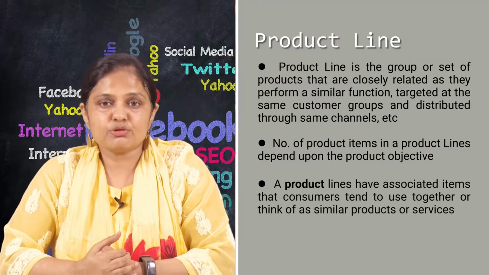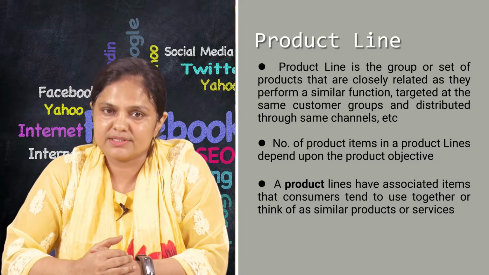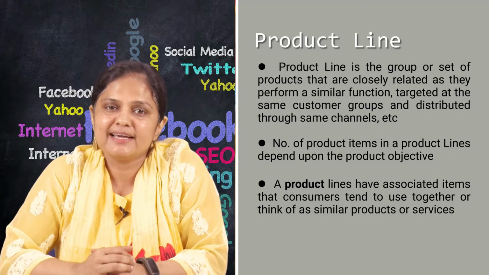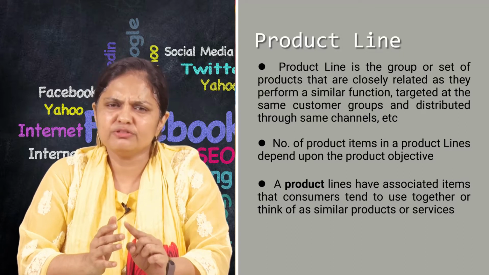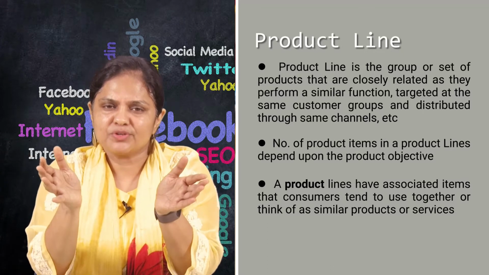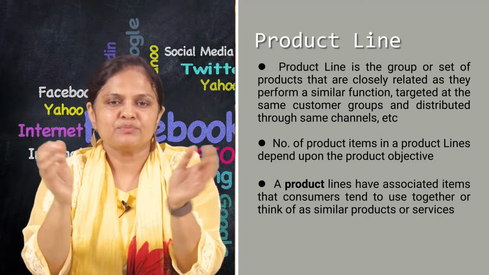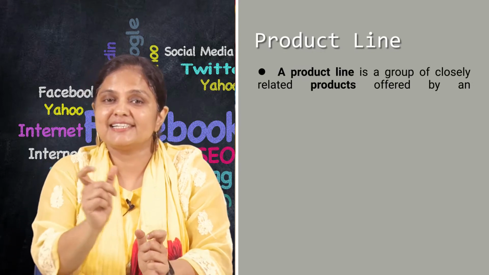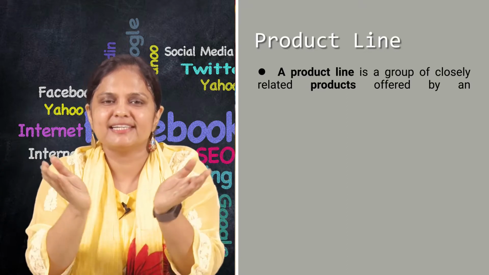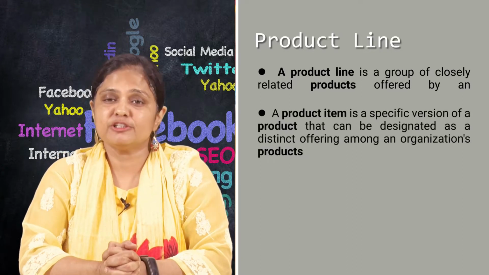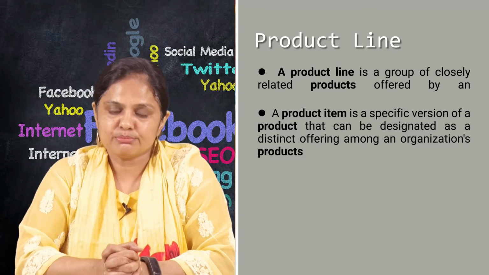Product lines have associated items that consumers tend to use together or think of as similar products or services. For example, if we talk of dental care, maybe dental care is a product line, and toothbrush, paste, tongue cleaner, mouth freshener, when they are all put together, they become a product line. So in this case, dental care would be a product line. A product line is a group of closely related items. As I said, toothbrush, paste, tongue cleaner, mouth freshener are all closely related items, and it is a specific version of the product that can be designated as a distinct offering among an organization's products.